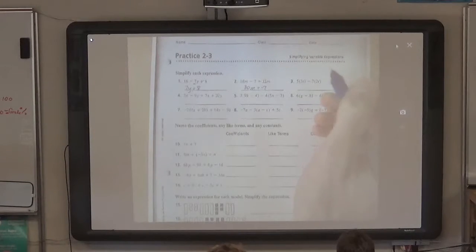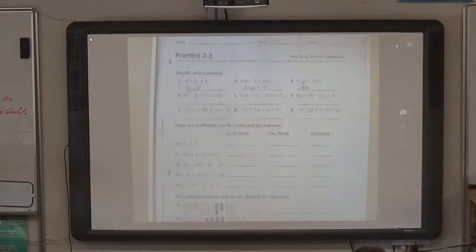How do you simplify 5 times 3t? 15t. Good. And then you do 14t minus 15t. Correct. 15 t's. The groups of 3t are multiplied 5 times. So you have 5 groups of 3 t's. 15 t's.